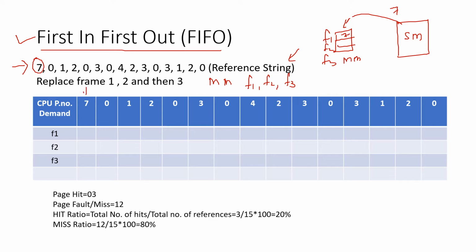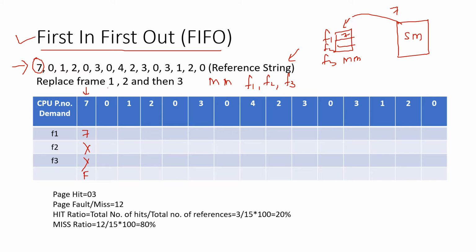First page is 7. Initially all the three frames are empty, so we can put this 7 here, frame number 1. And it's a page fault. Why page fault? Because the demand was 7. The CPU wanted page number 7, but it was not present in main memory. So it's a page fault. That's why it is represented by F.